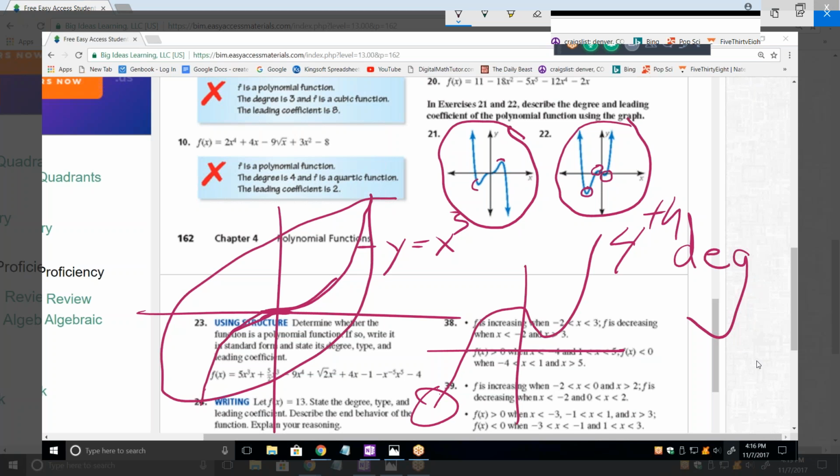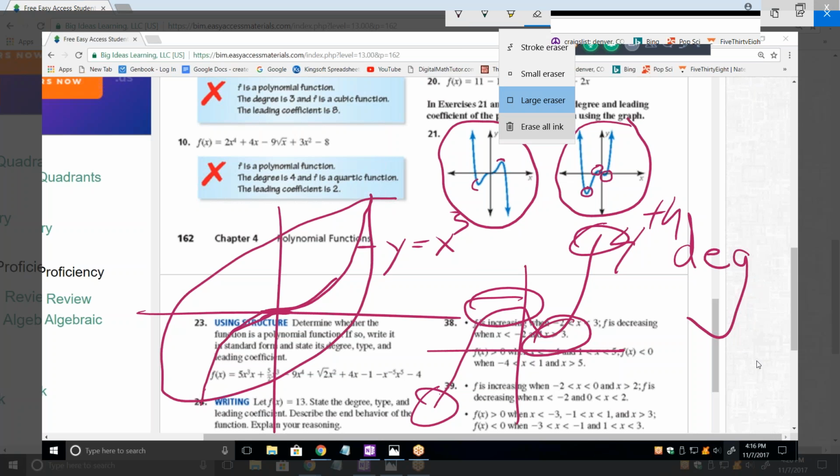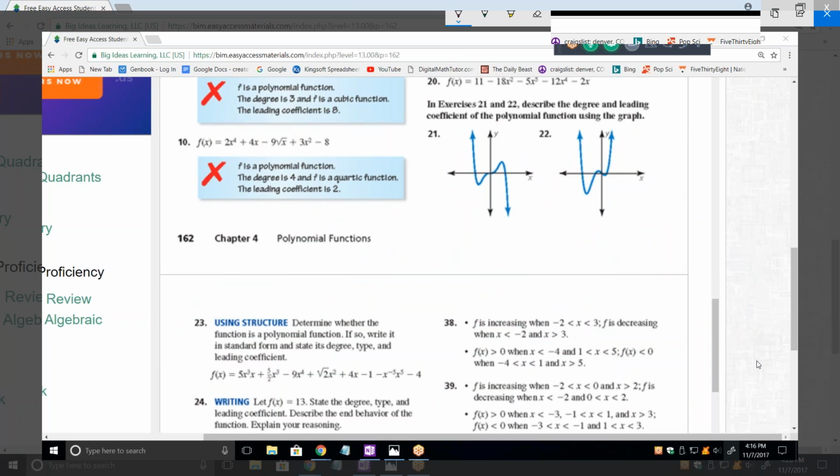Notice that the end behavior is opposite and that it's got two extrema, one less than the degree of a cubic. Well, this has two extrema, opposite end behavior, so it might be a cubic. But it's probably a fifth degree. I'm somewhat guessing because I'm still trying to figure out how they expect you to figure out the leading coefficient using the graph.